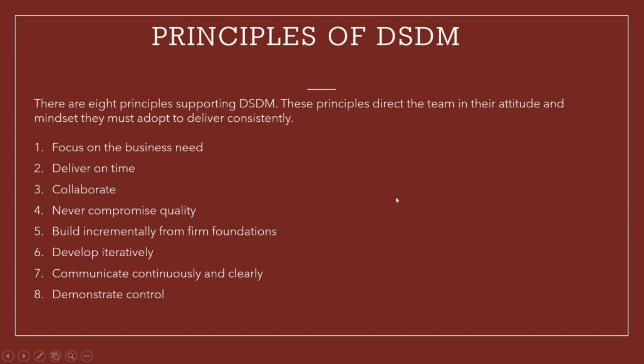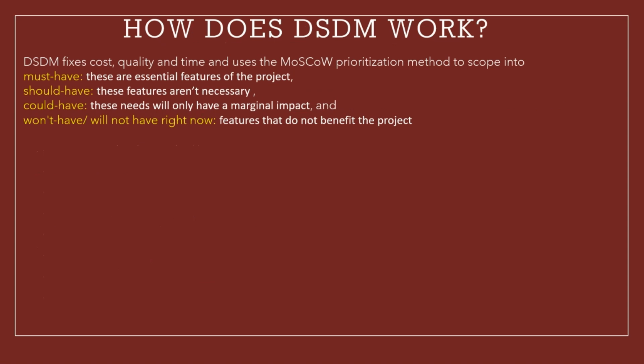Now, build incrementally from firm foundations and develop iteratively actually talks about agile methodology. Seventh, communicate continuously and clearly. This helps to clear doubts and confusions. And eighth, demonstrate control.